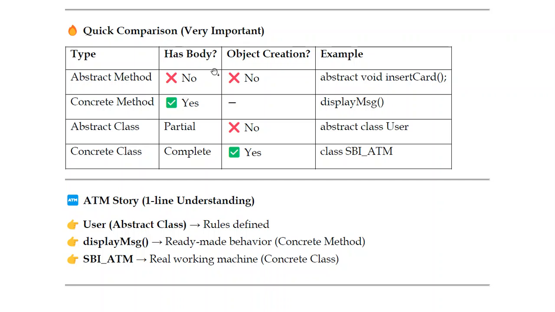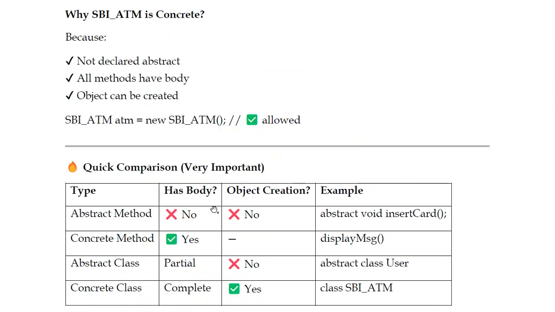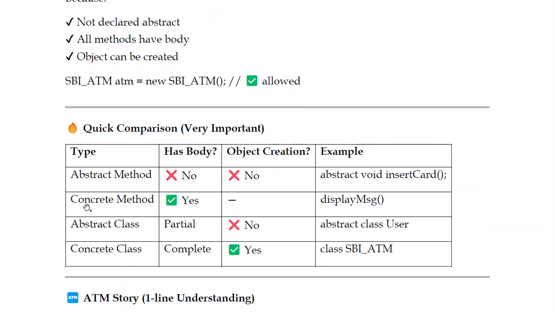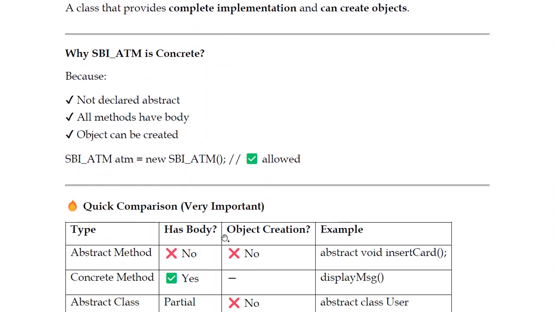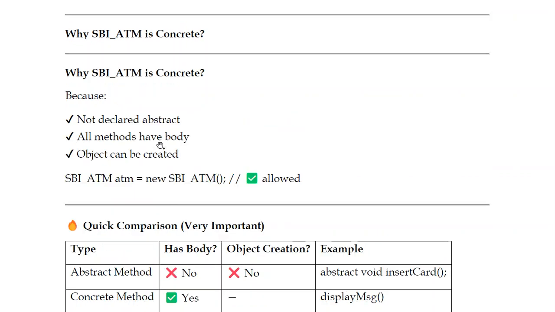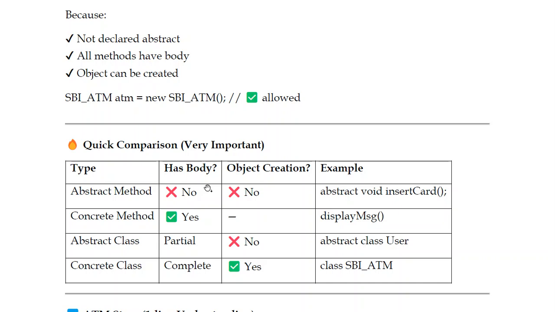Concrete method means it has a method body. Object creation is not possible here. Next example, display method. Okay, it has a method body. For an abstract method, it's not possible to create an object. For a concrete method, we can call the method through the object. Example, ATM dot display, ATM dot insert card, ATM dot enter pin, ATM dot withdraw cash. You can use it.